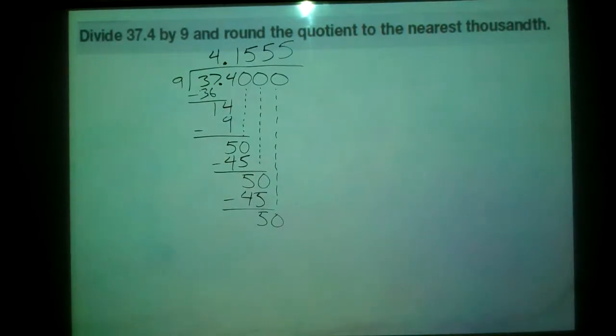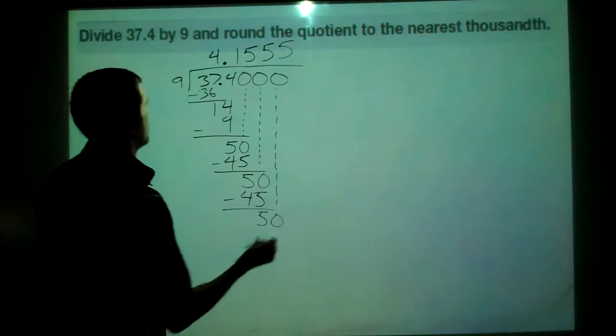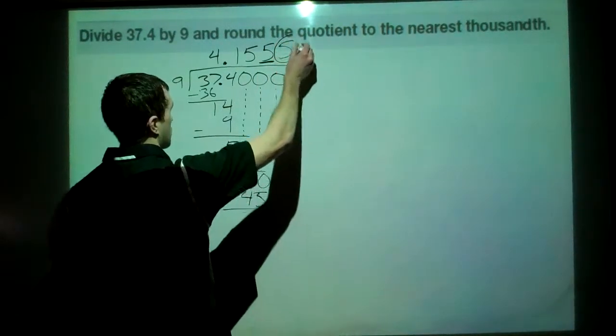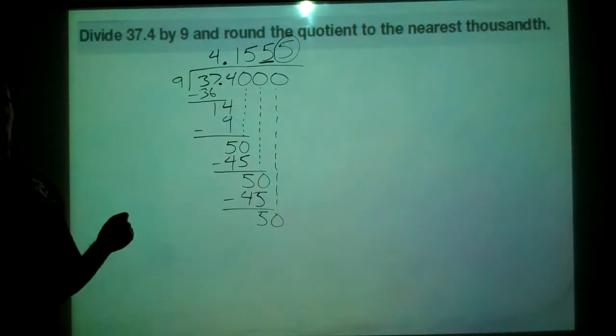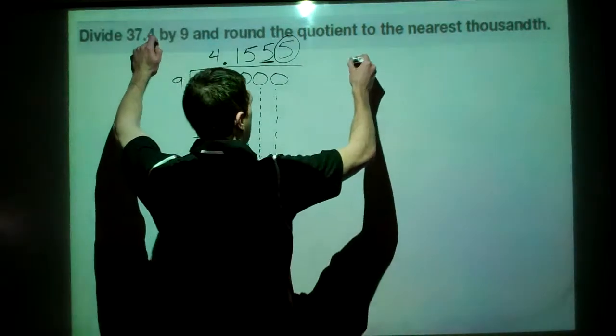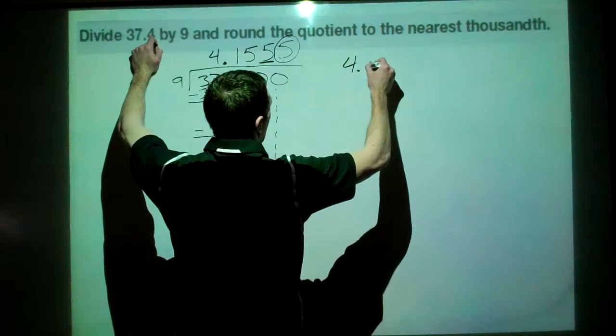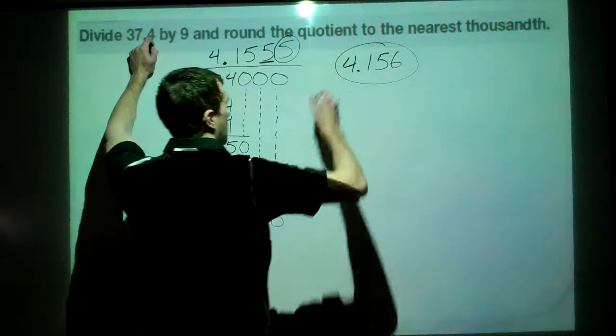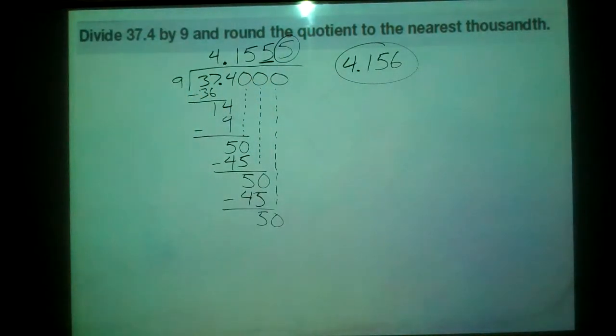So we need to look at the 10,000ths in order to see if we're going to round up or if we're going to stay the same. So that means we're going to check this one out. 5 or above says we're going to round the underlined one up. So rounded answer, 4.156. That would be our rounded to the nearest thousandth answer. Alright?